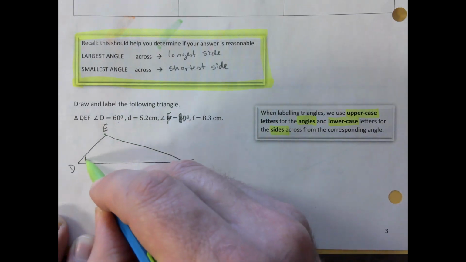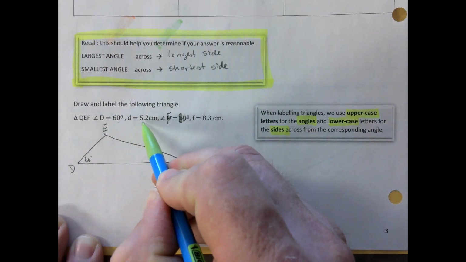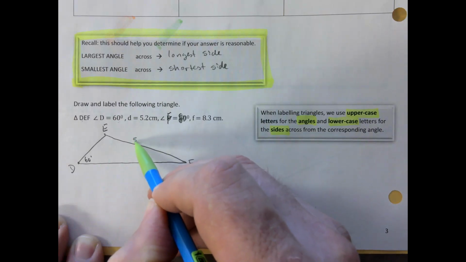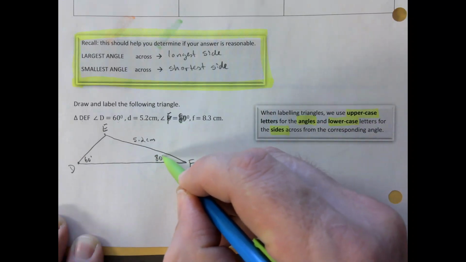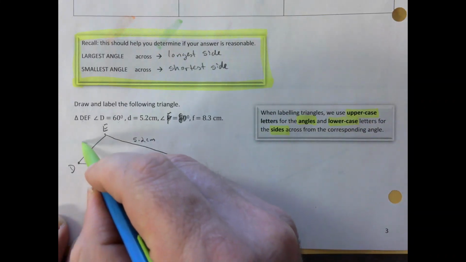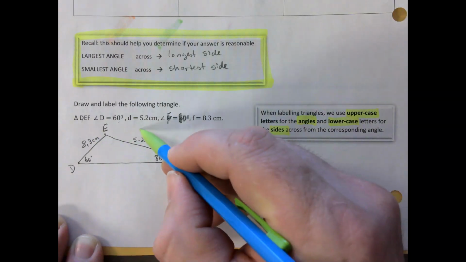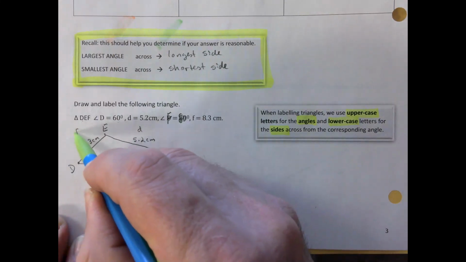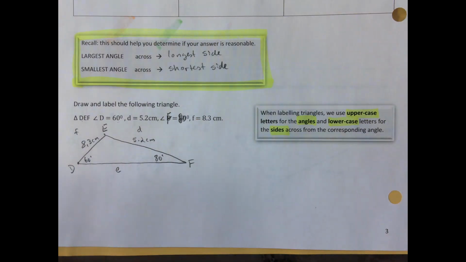So then we fill in the information. This is 60 degrees for angle D. Side D is 5.2, which means it should go right here. Angle F is 80 degrees, that would go here. And side F is 8.3. That means you would put it over here. And if you need the lowercase letters, just to make sure you understand, that's by definition, right? By default, that's how we label things, if it's not indicated otherwise.